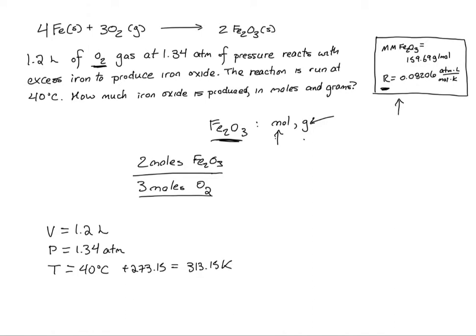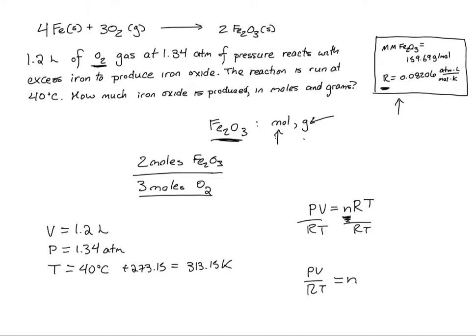So now we have volume, pressure, temperature, and R, and if you remember the ideal gas law, PV equals nRT, we have everything but n, which is the number of moles, and that is what we're going to solve for. So let's solve this out so that we can put n on a side by itself. We'll divide both sides by RT, and we get PV over RT equals n. I'm going to jump to the next page so that we can fill all of this out.